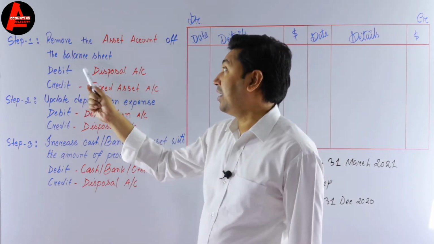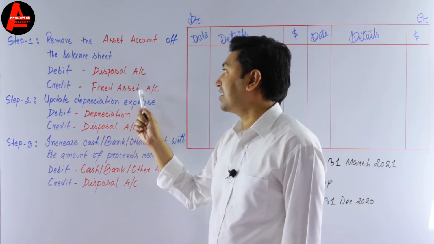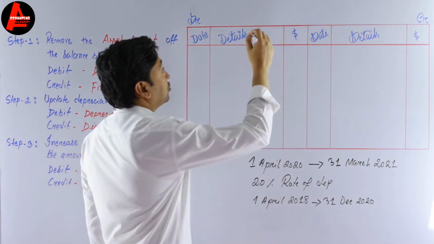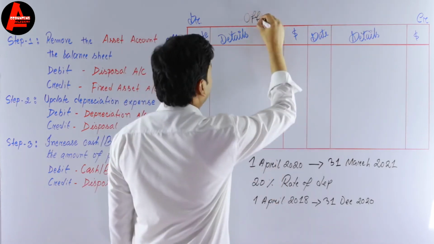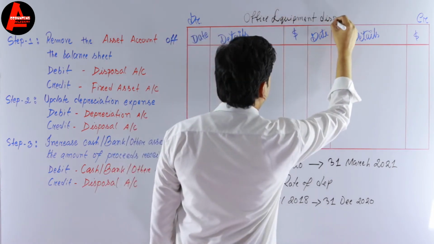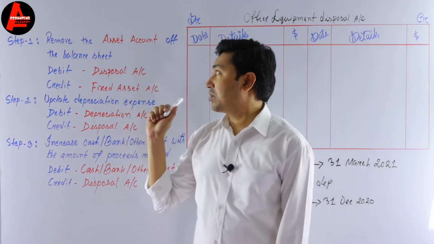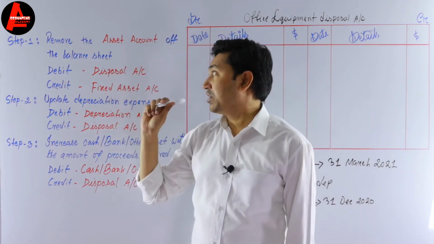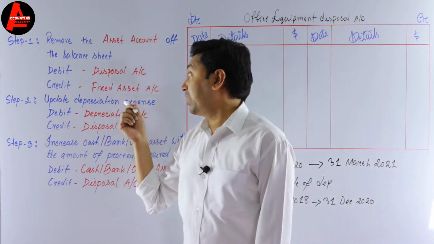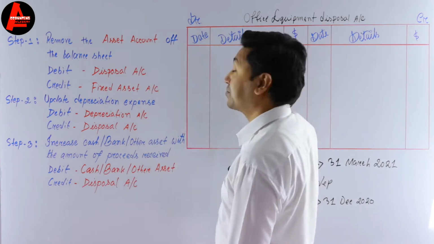Here the debit is the disposal account and the credit is the fixed asset account. Here our fixed asset is office equipment. So we write here office equipment disposal account. We have to remove this office equipment from the balance sheet. So debited will be the disposal account and credited will be the office equipment. So here we are doing the disposal account.